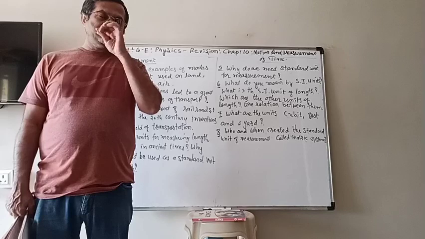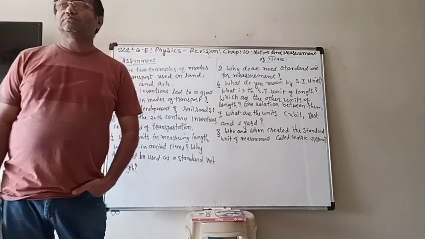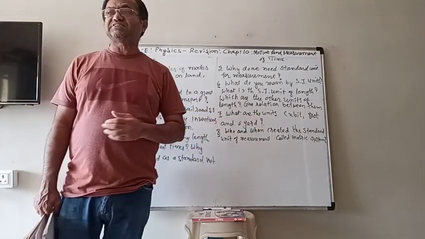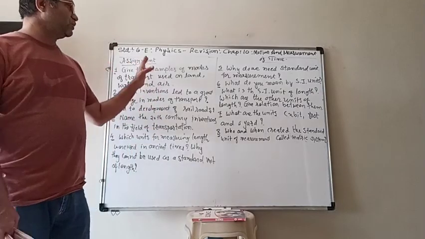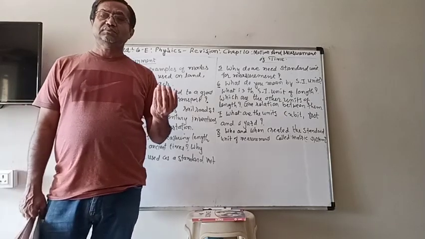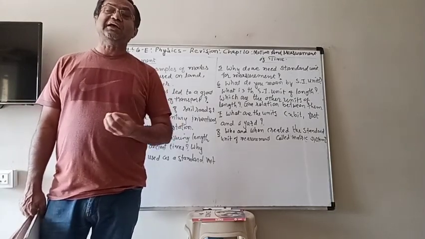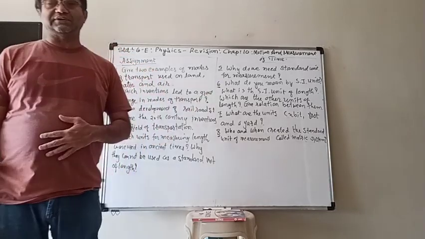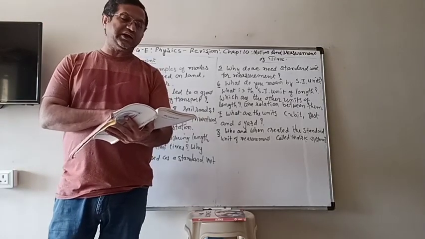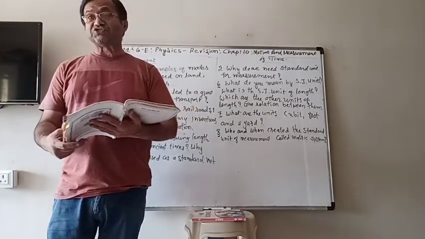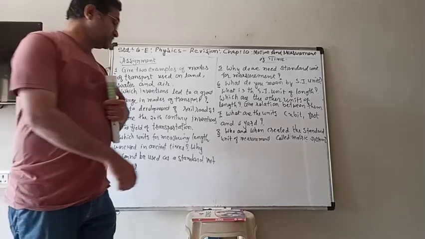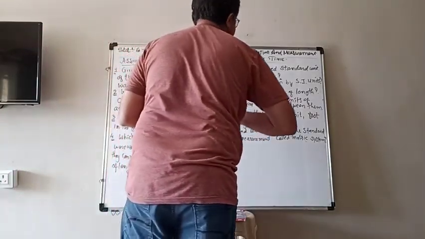Now onward, what will we do? We will discuss some topics, and the questions in those topics I have written down as an assignment. We will discuss them, and then you will write down the answers as an assignment. So let us start the revision of chapter number 10, that is motion and measurement of distances.